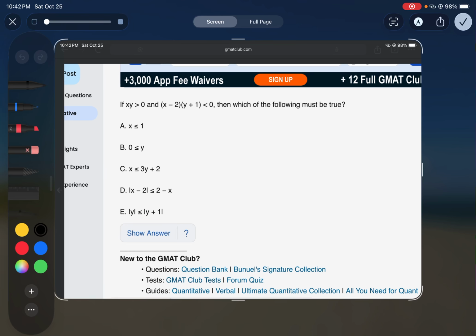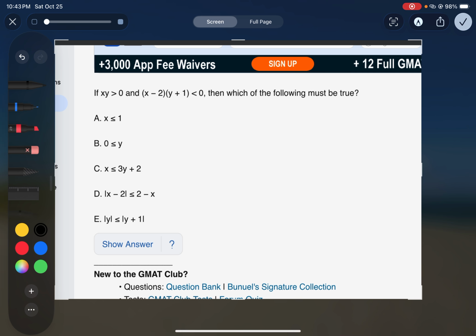Okay, seems like a lot of information here, but let's think about it logically. One thing at a time. xy is greater than 0. Okay, so that means we have a case where they're both positive and a case where they're both negative. Okay, here, the term x minus 2 times the term y plus 1 is negative. So one of them needs to be positive and one of them needs to be negative.